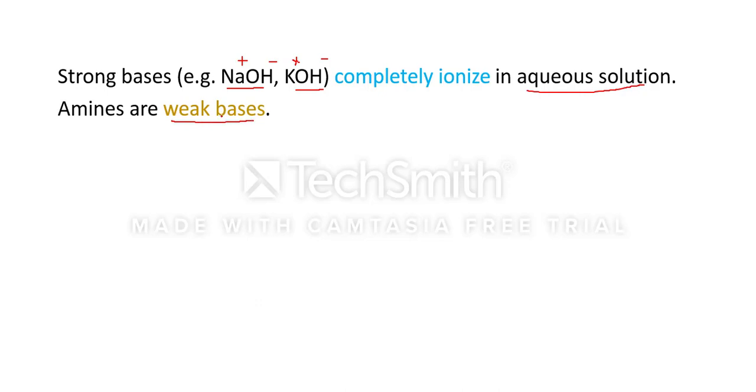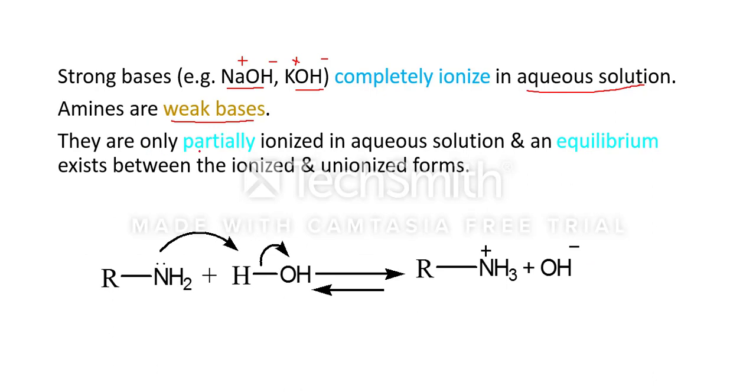The reason behind the weak basicity of amines is that they are only partially ionized in aqueous solution. Not soluble, it's ionized, partially ionized in aqueous solution. That's why amines are weak bases. Why are amines not strong bases? Because they are not completely ionized in aqueous solution. Amines are only partially ionized, and an equilibrium exists between the ionized and unionized form.